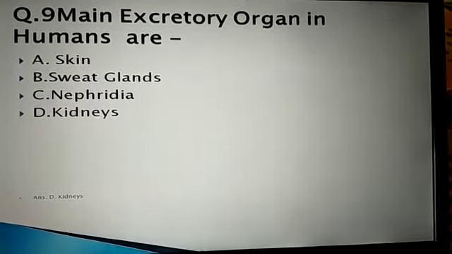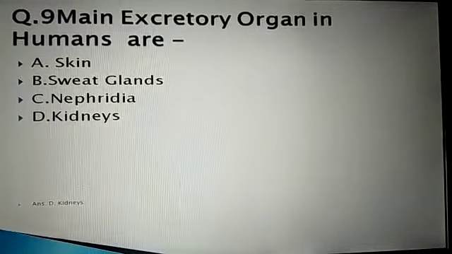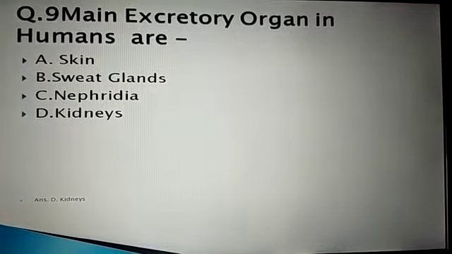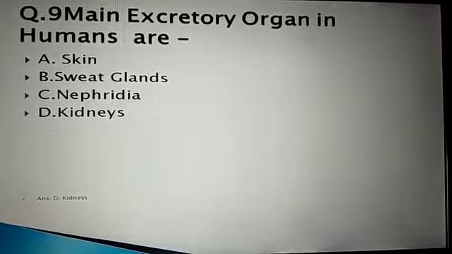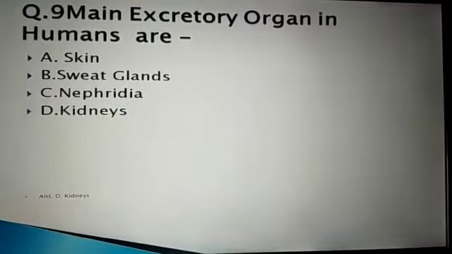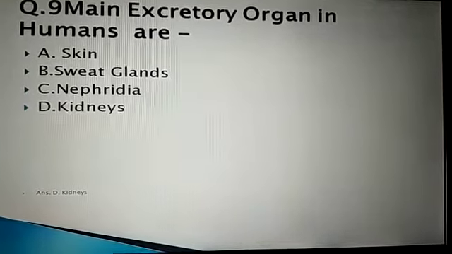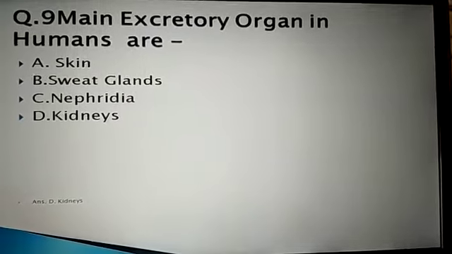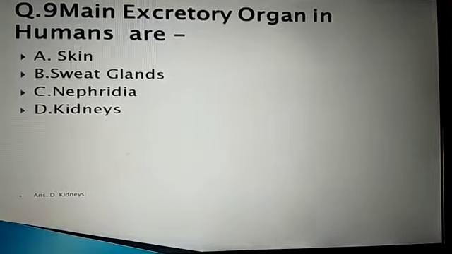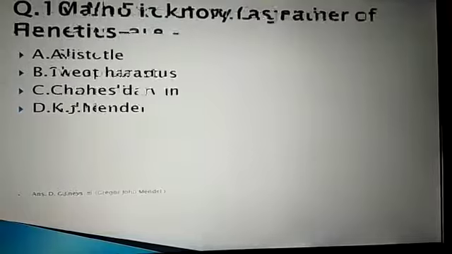Question number 9. The main excretory organ in humans is: A. skin, B. sweat gland, C. nephridia, D. kidneys. And the answer is D. Kidneys are the main excretory organs of human beings.